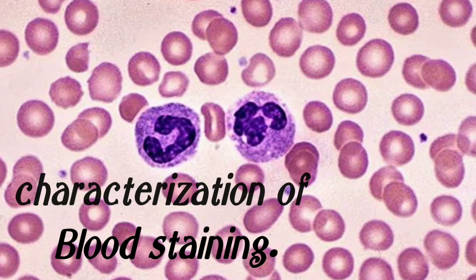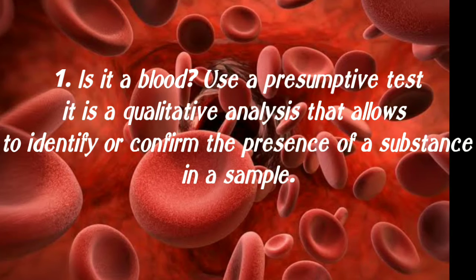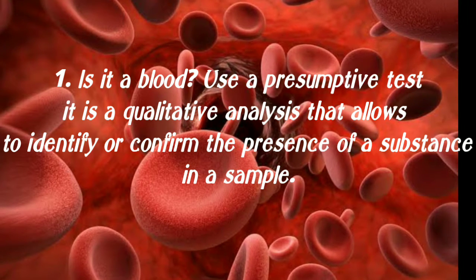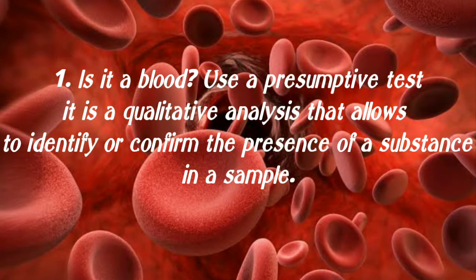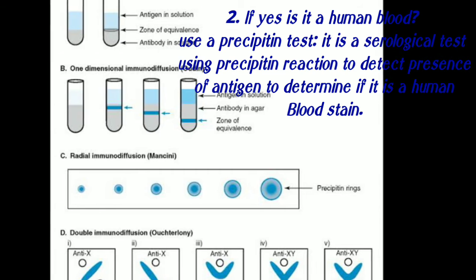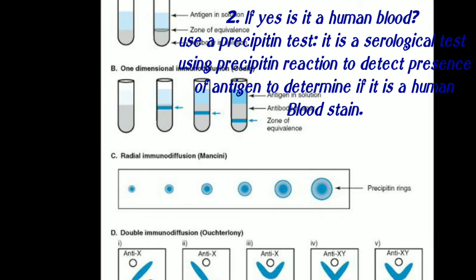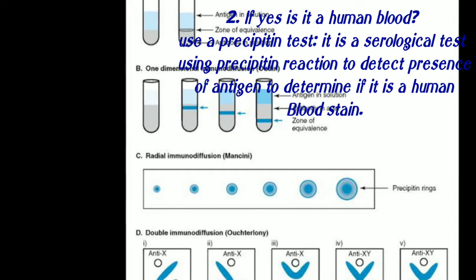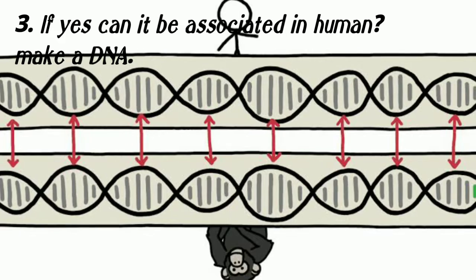Let's go to the forensic characterization of blood staining. There are three questions that must be answered by a forensic investigator. Number 1. Is it blood? Use a presumptive test. A presumptive test is a qualitative analysis that allows one to identify or confirm the presence of a substance in a sample. If yes, is it human blood? Precipitin test. A precipitin test is a serological test using the precipitin reaction to detect the presence of antigen to determine if it is a human blood stain. Number 3. If yes, can it be associated with a human? Use DNA.